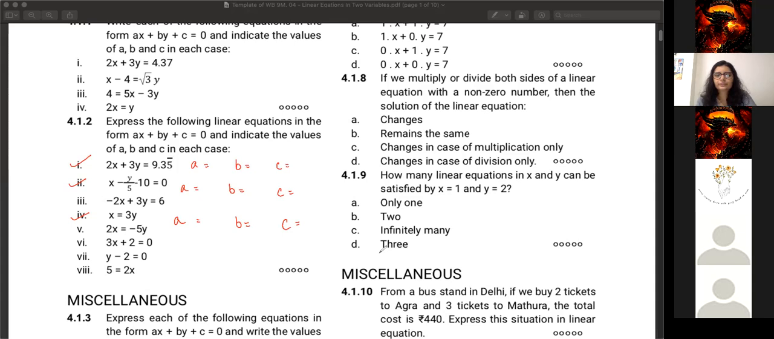Oh, no problem. So we're revising linear equations. Start with 4.1.2. We'll just do parts 1, 2, and 4, quickly. Express it in the form ax plus by plus c equal to 0. Like that, you guys do on your own. Just send me the values of a, b, and c for each of these cases.